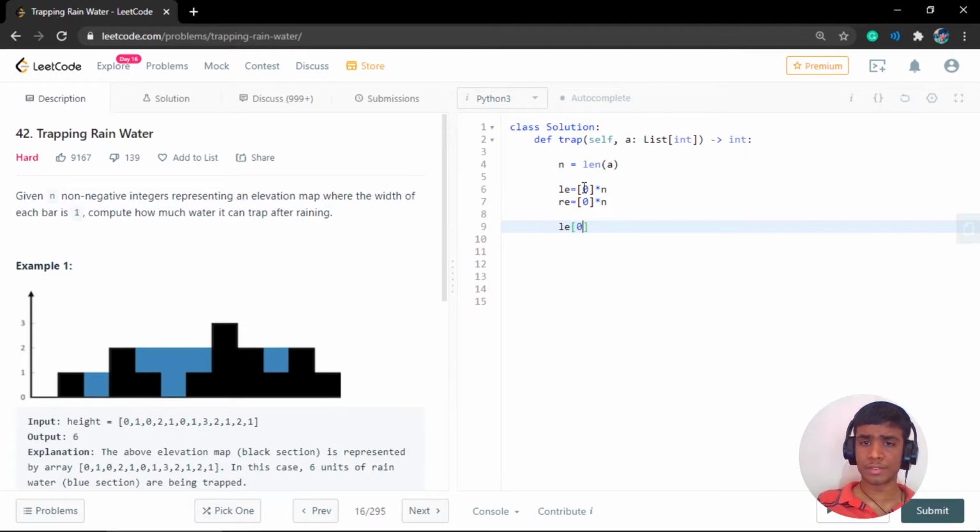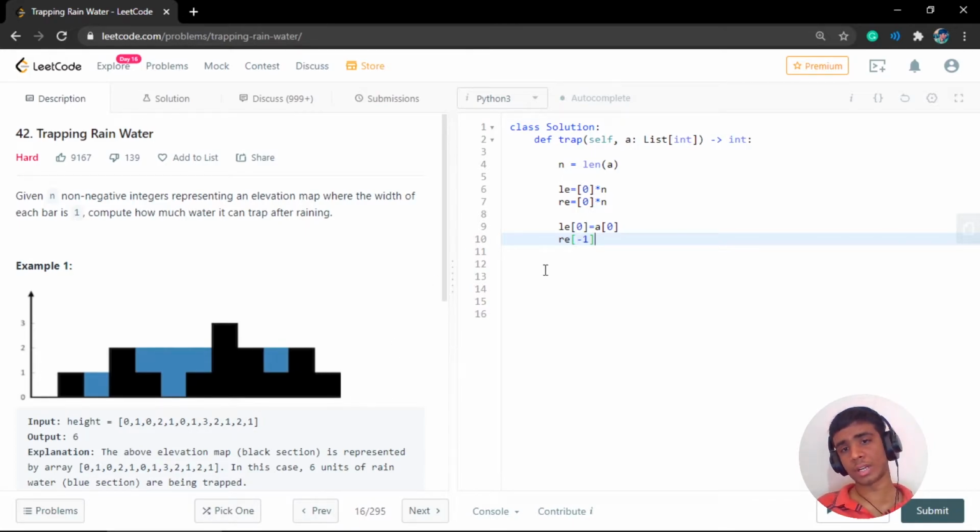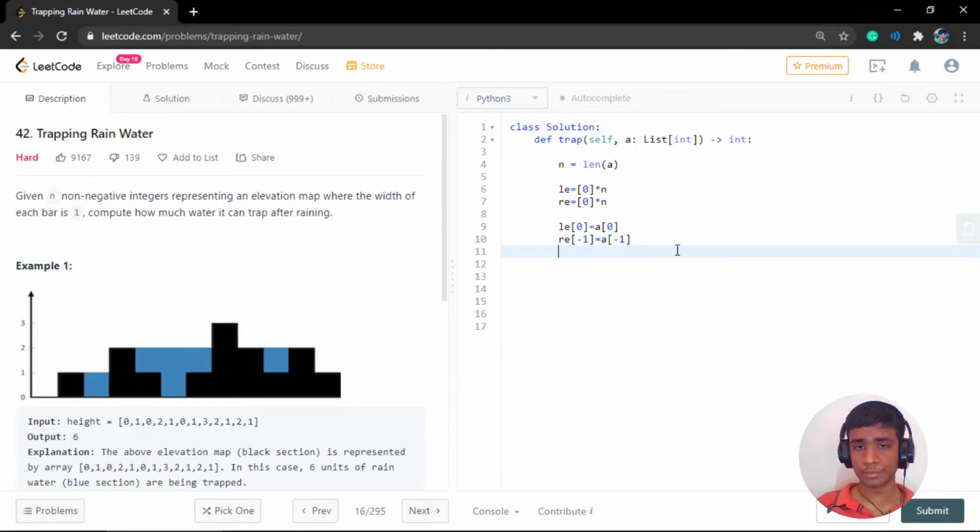So for the left array, at the 0th index, there is no point of going left, right? Because there is no index to the left. So at that position, the maximum elevation to the left is its present index itself. And same thing with the right, towards the end. At this point it can't go farther right, so at that position, the maximum right elevation is a of minus 1.